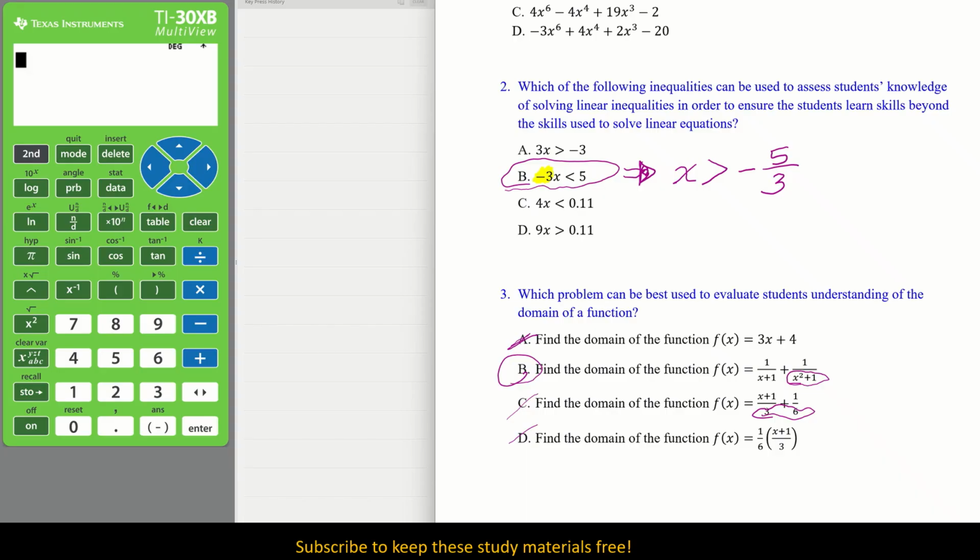They're going to have to combine the two denominators from each term in B and solve through and follow through with the situation and then give you their evaluation of what the domain is. So I think B is the best choice there. Okay, let's go on to number 4.